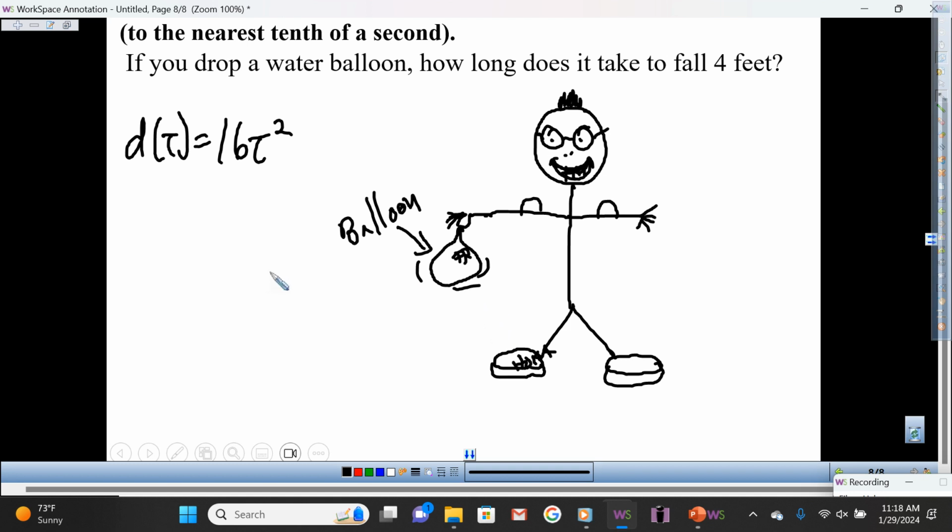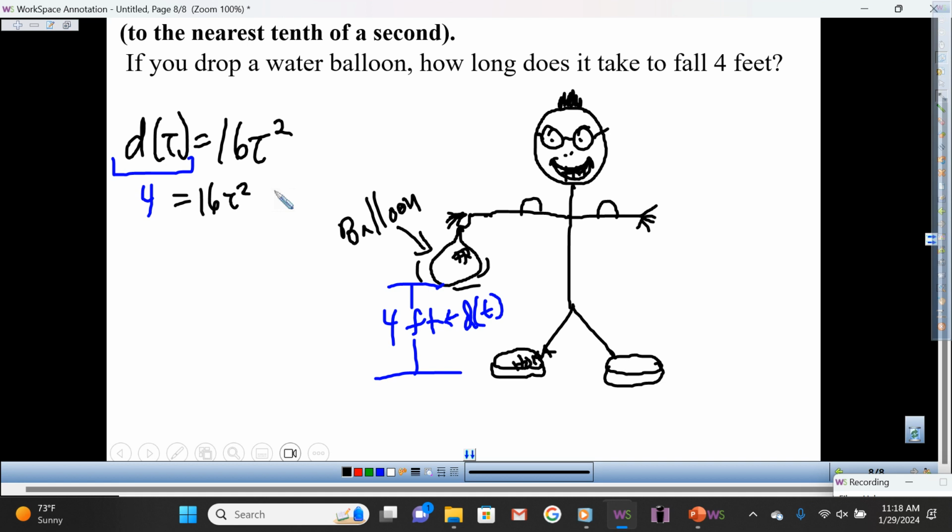So, let's check out the problem again. If you drop a water balloon, how long does it take to fall 4 feet? So from here to here, how tall is that, guys? Label that 4 feet. And this is our distance, or d of t, distance. All right. So with that said, we get our formula. What are we going to substitute in here for distance, everyone? That is correct. So 4 equals 16t squared.